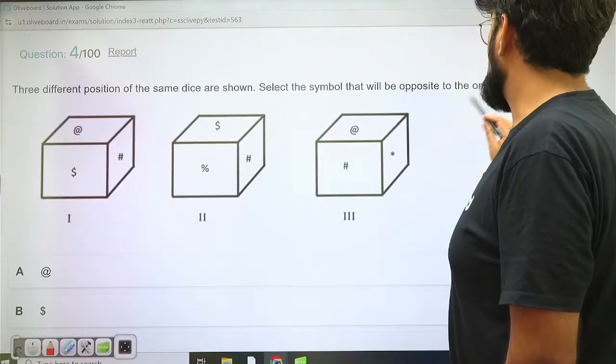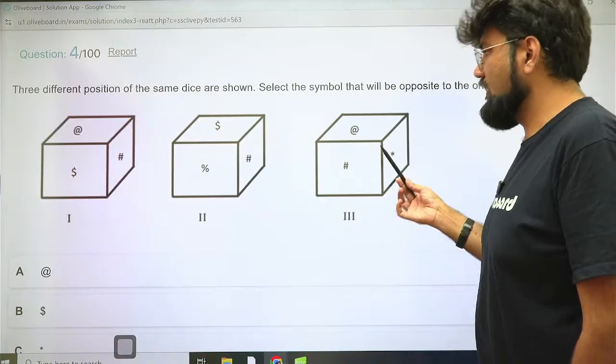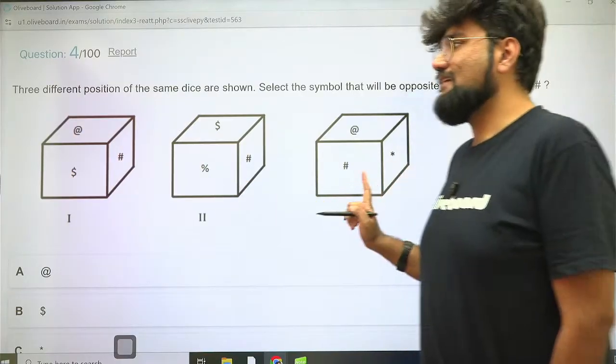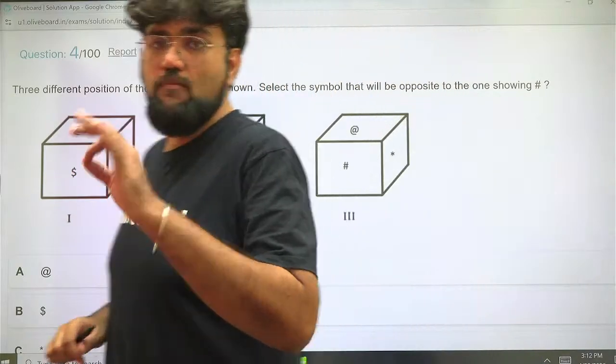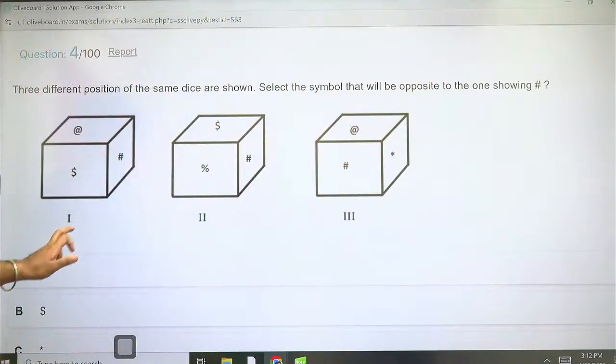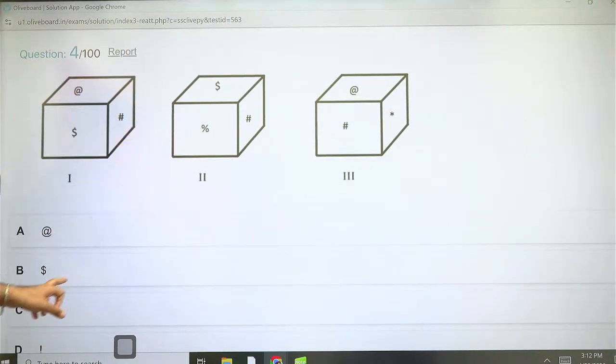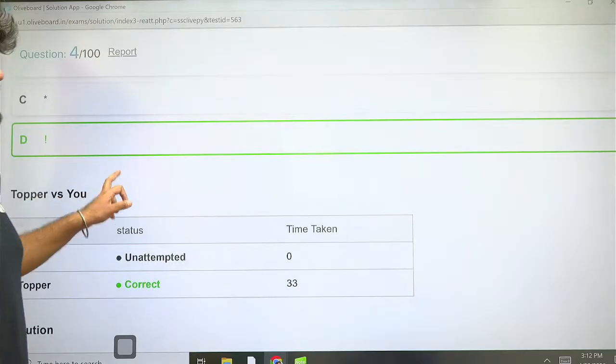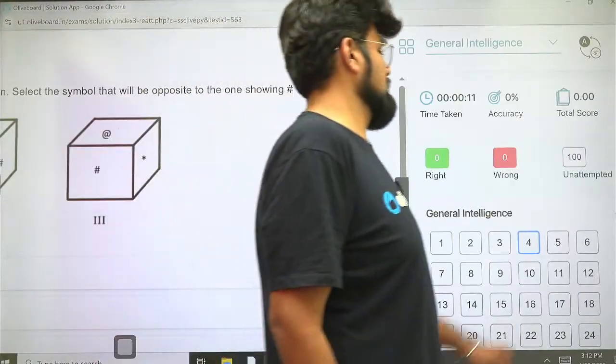We need to find the opposite to hash. Now, if you look at three figures, hash is common in all three of them. So the answer in these cases is always the face which is not present in the figure at all. If you see, @ is present here, dollar is present here, asterisk is also present there, but exclamation is the only one which is not present. So that is going to be opposite to hash. 33 seconds to answer this question. Next.